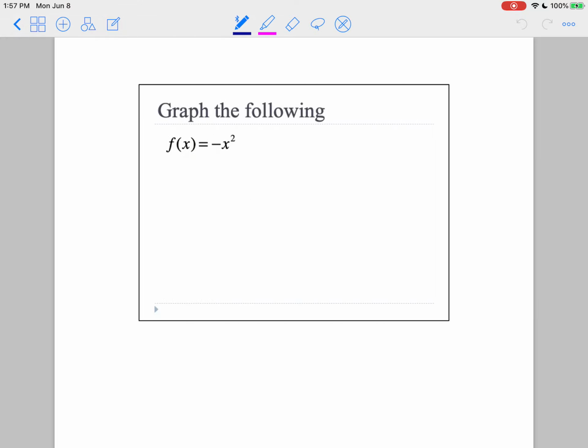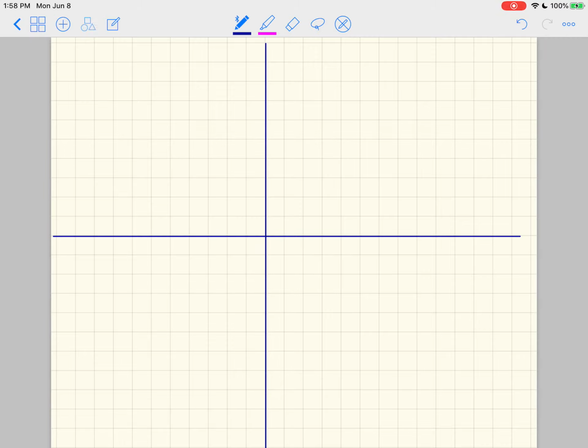Okay, so what does this look like? Well, we're going to graph f of x equals negative x squared. So let me start by graphing just x squared. Here's our x-axis, here's our y-axis. Our scale is going to be 1 and 1. And just like I did in the previous video, let's make our parent function just x squared. And then the function we are trying to graph is negative x squared.